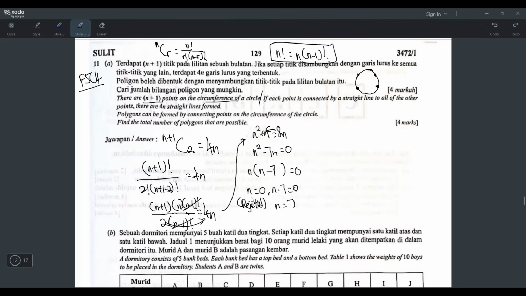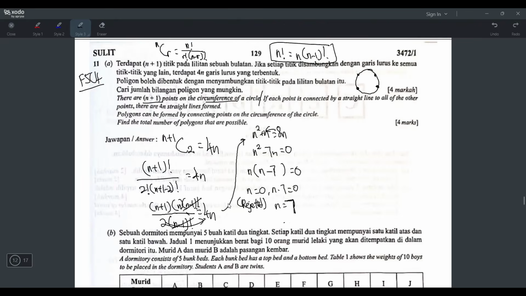Yeah, reject. Okay. And the reason being is because if the n is 0, it becomes math error already. Yeah, because if n is 0, 0 plus 1 is 1. So it becomes 1C2 already. How can you, takkanlah there is one point on the circumference, right? And you want to join line. How can you join line when you only have 1 point? You need to have at least 2 points. And if you do 1C2, the calculator will give you math error. Okay. Yeah, because the number atas has to be bigger than the number bawah always, right? So the n cannot be 0. So 7 is the only answer that makes sense here. So that is the n.